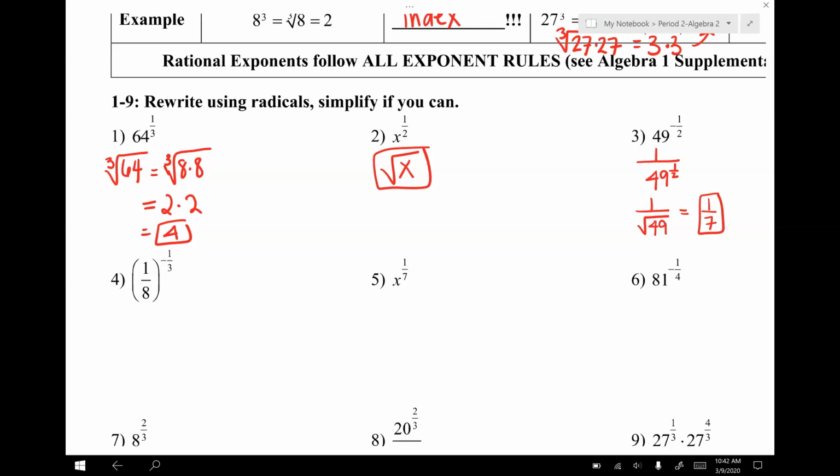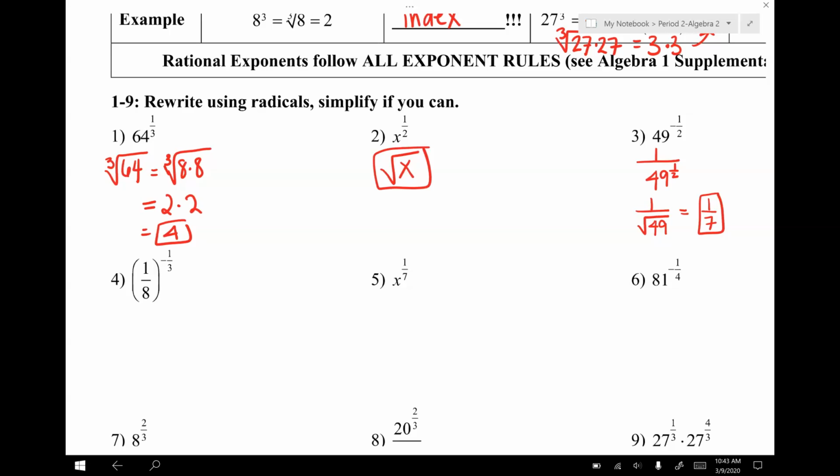Because the rule said so, right? Just like this. You have 64 to the 1/3. What's your index? 3. So that's now 64 under the third root. Over here, what's your index? 2. That's the square root. That's right. So far you're doing a great job. Now write it in radical. What would be your index? Big radical, yep. What goes under there? That's right. Now simplify that.